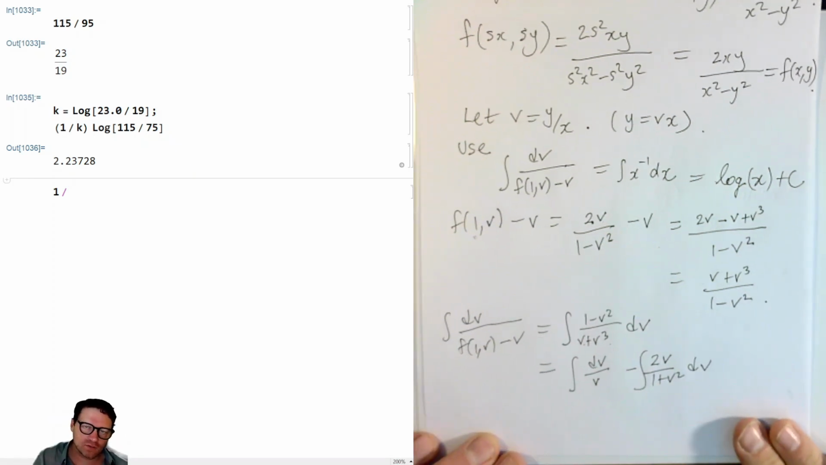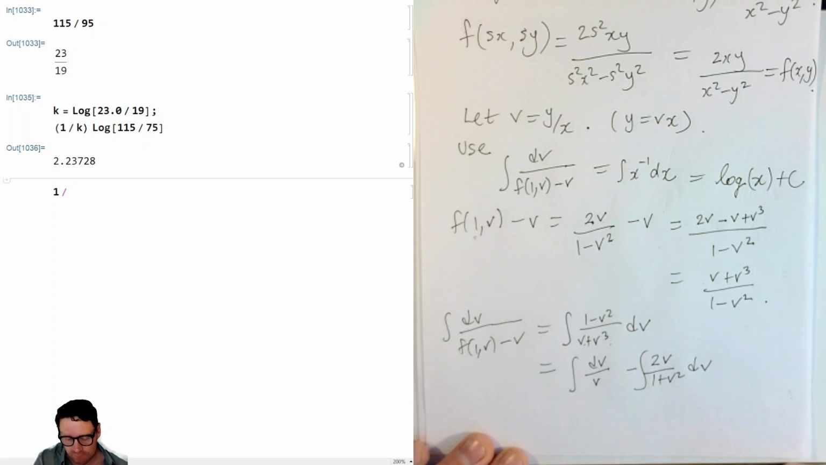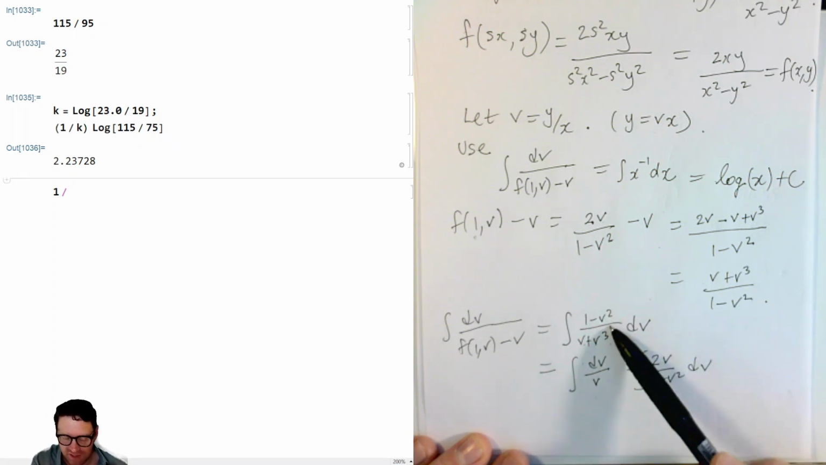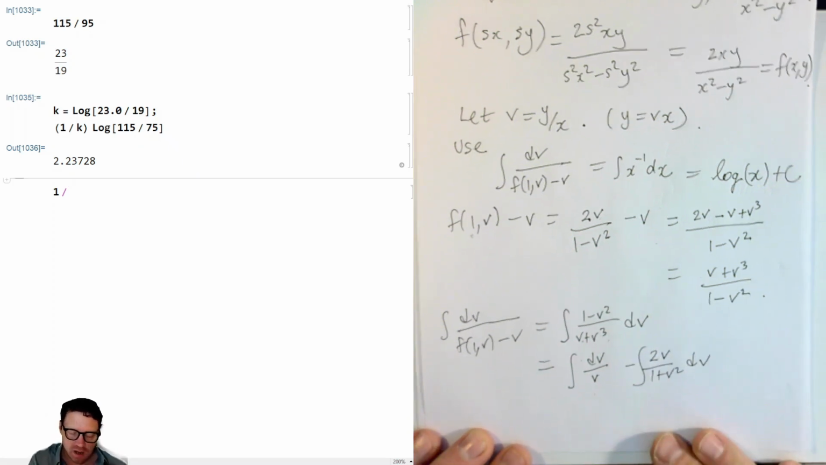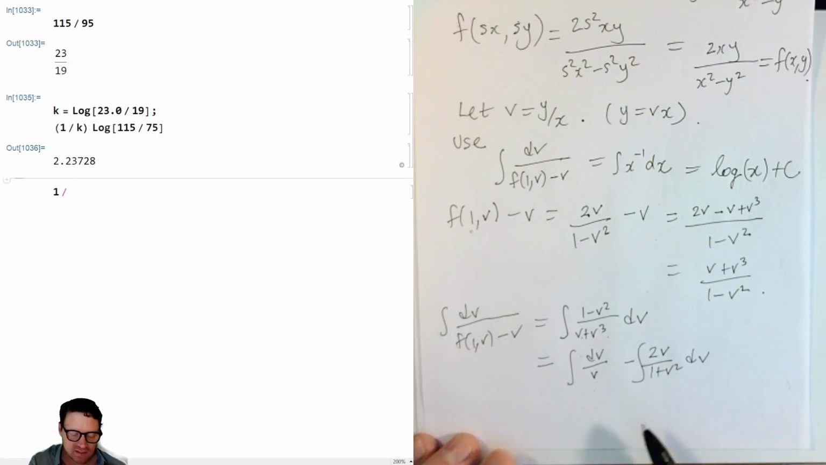All right, so if you need to brush up on partial fractions, do so, but I'll just tell you that this is how this breaks up. And so you can check it by cross-multiplying and checking that you do get this. All right, so now let's complete this.